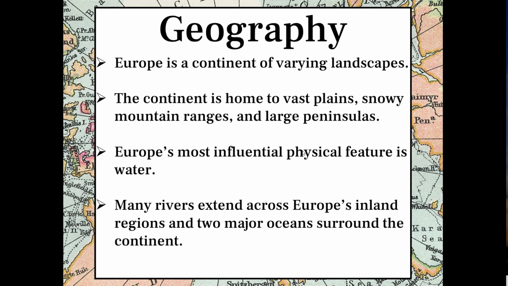So Europe is a continent that has a lot of varying landscapes. There are plains, there are snowy mountain ranges, there are large peninsulas. In fact, Europe itself is kind of a large peninsula. Now, its most influential physical feature is water. There are a lot of rivers that go across Europe's inland regions, and there are two major oceans that surround the continent.